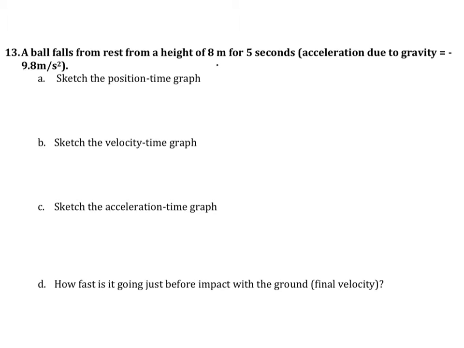So for this position time graph, we know we're going for 5 seconds because that information is given to us. And we know we are falling for 8 meters. So we're going to start up here at 8 meters and then fall down to 0 meters. Now, technically, if you started at 0 and fell down to -8, that would also be technically correct, and I would count that correct on the test.